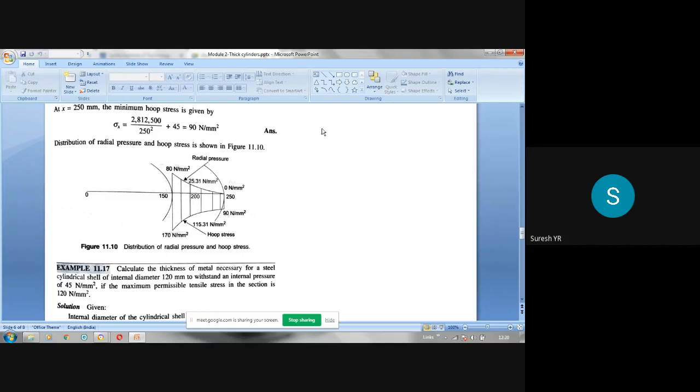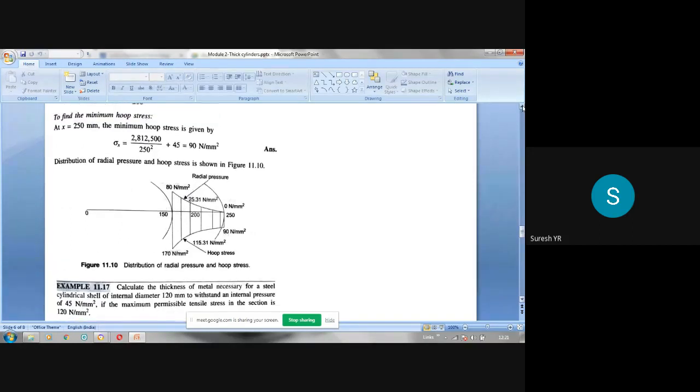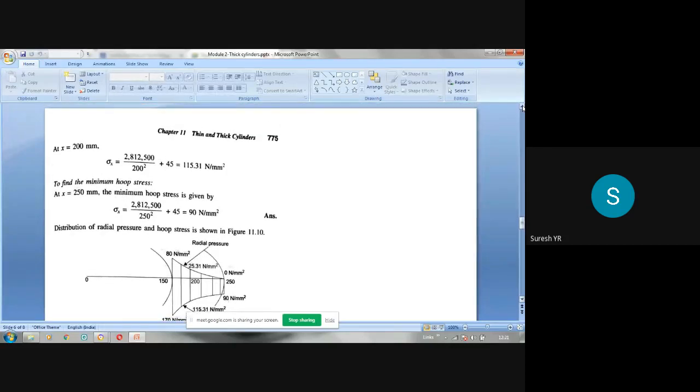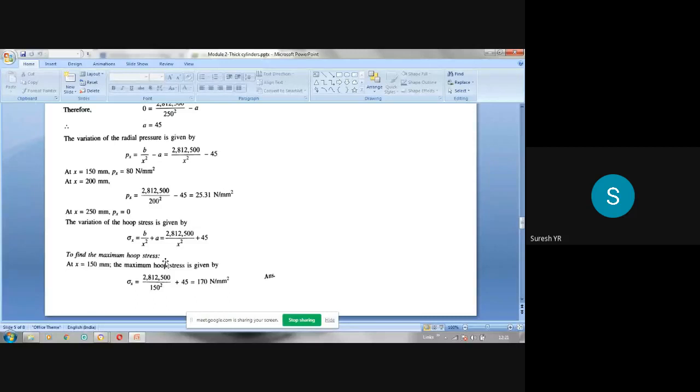Next, if you want the value of hoop stress, the formula is sigma x is equal to b by x square plus a. Okay. So b by x square plus a. So maximum hoop stress naturally occurs at the inner surface of the cylinder, that is at x is equal to 150 mm. Just substitute this value, x is equal to 150. b and a, you know all the values. So just substitute, you will get 170 Newton per mm square. So sigma x value, hoop stress value at the inner radius is 170.